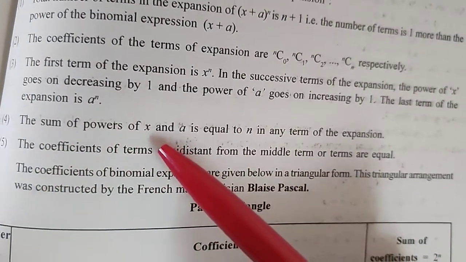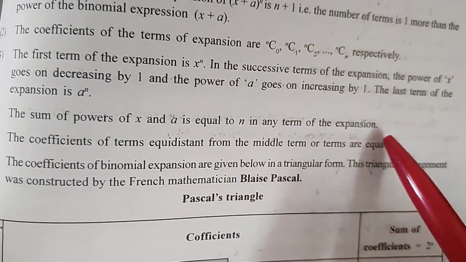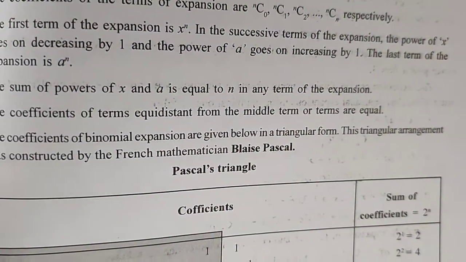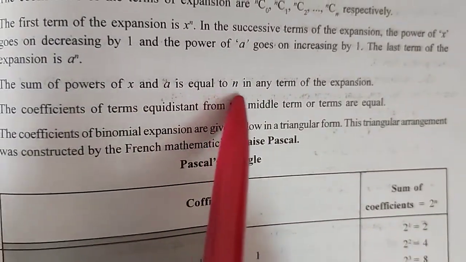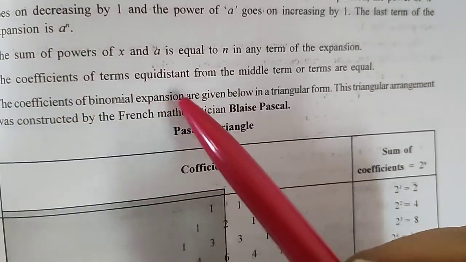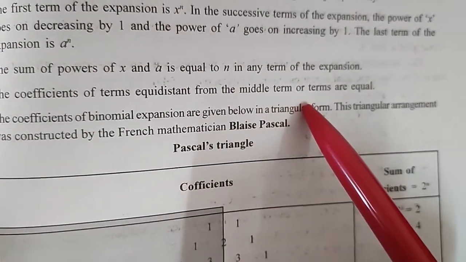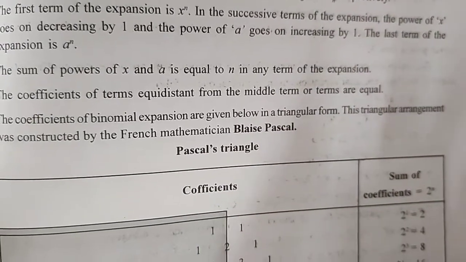The sum of powers of x and a is equal to n in any term of the expansion. Means in any term, if we see the total of the power of x and a, it will always be equal to your n value. The coefficients of the terms equidistant from the middle term or terms are equal.